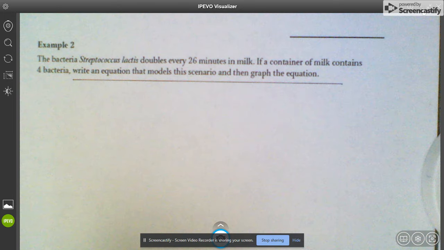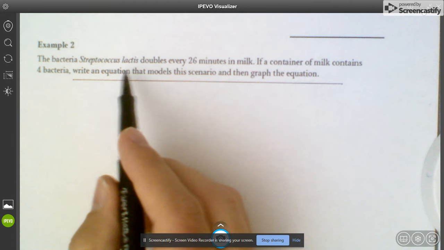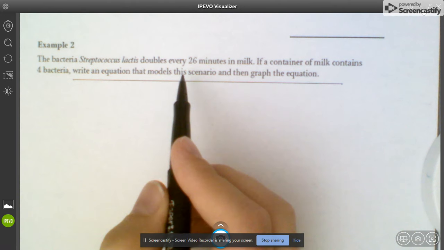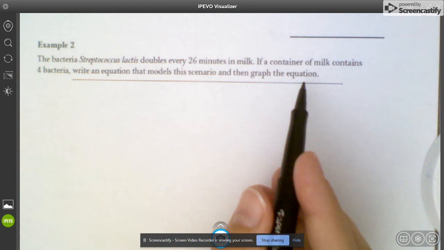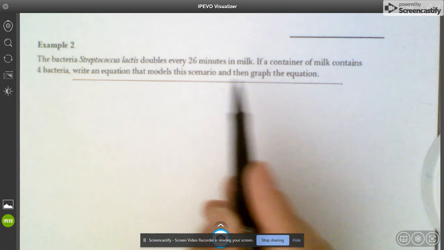Okay, for this next example, we're going to have to talk about something very specific that happens with our interval of time. That's going to be the tricky part here. So the bacteria Streptococcus lactis doubles every 26 minutes in milk. If a container of milk contains 4 bacteria, write an equation that models this scenario and then graph the equation.